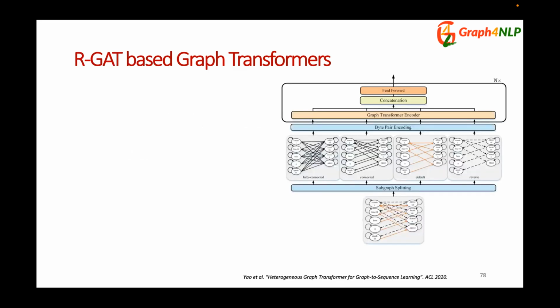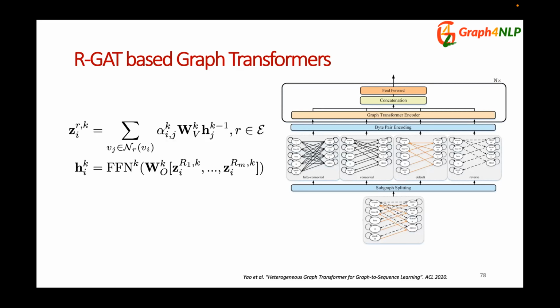One such variant of multi-relational graph transformers is called RGAT-based graph transformers. As we can see from the equations here, we introduce GAT-like mask attention to the attention mechanism of vanilla transformer models. This GAT-like mask attention respects the graph structure of the input data. And we also introduce the relation-specific learnable weight matrix, which respects the edge type information.